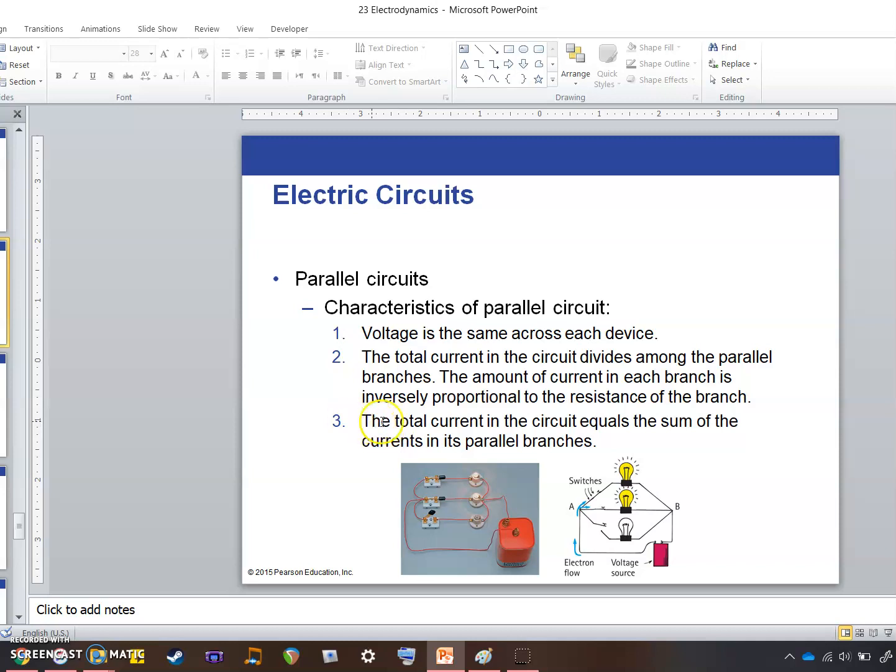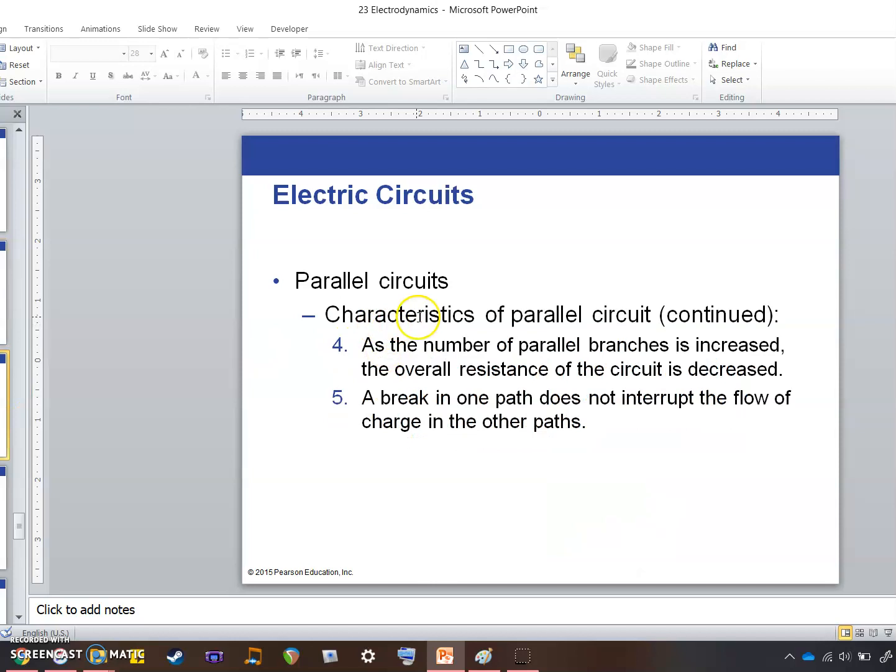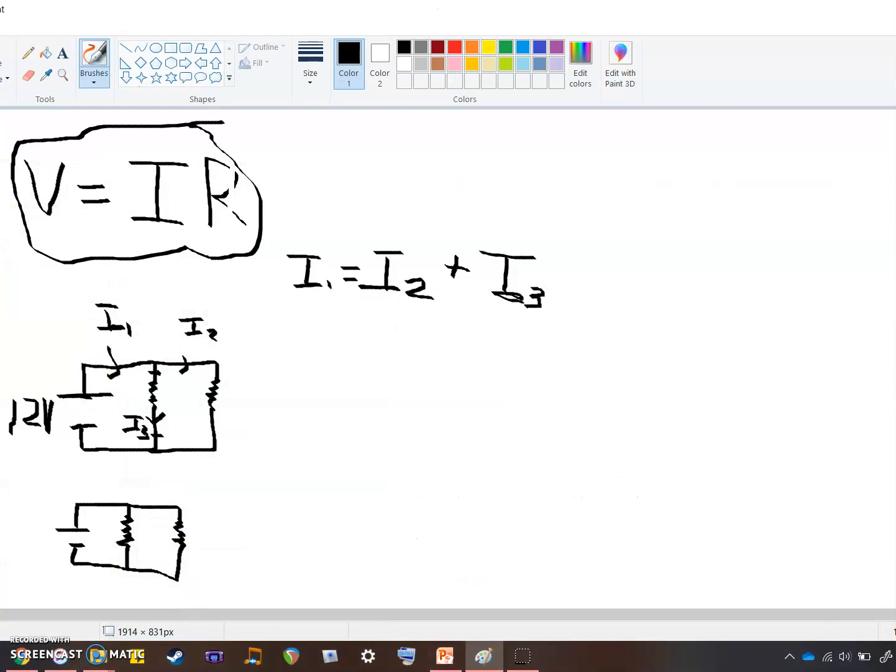And then number 3, the total current in the circuit equals the sum of the currents in all its parallel branches. So we saw that, right? You add up all the current in each branch, and that should give us the total. Now, if we look at 4 and 5, as the number of parallel branches increases, the overall resistance in the circuit is decreased. So that's interesting. What we're saying here is that as we add branches, we actually drop the resistance.